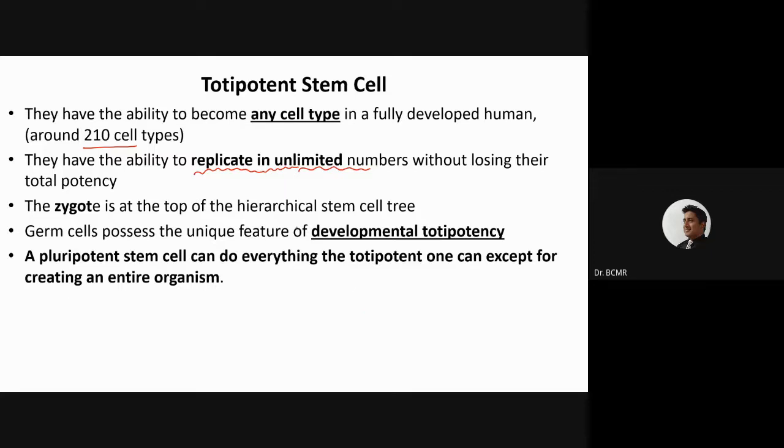There is also one more term that I think we already introduced, which is called developmental totipotency, for germ cells. So the germplasm is the only cell type in our body that can give rise to a complete organism. But there is only one condition: fertilization should have occurred. If fertilization occurred, they will give rise to a full organism. So they coined the phrase developmental totipotency.